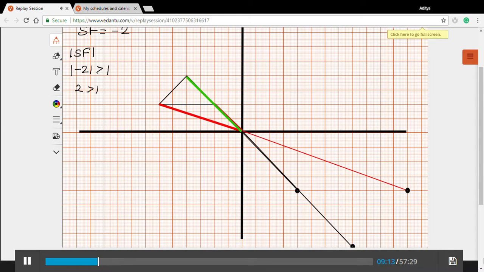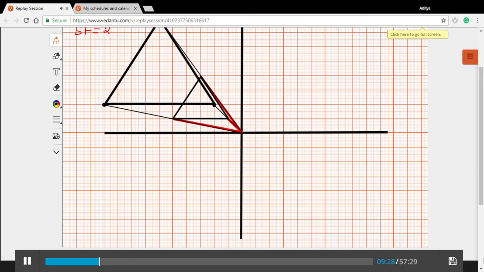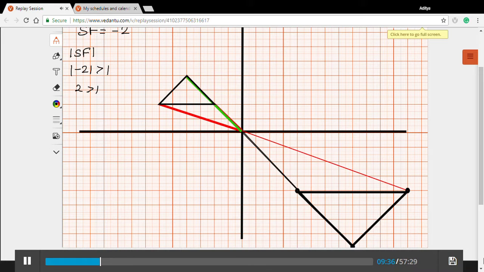This is how it looked. Earlier it was over here, and now it has come over here. So that's how it exactly happens. If the scale factor is positive, the figure is transformed on the same side of the given figure. But if the scale factor is negative, it goes on the opposite side of the figure.